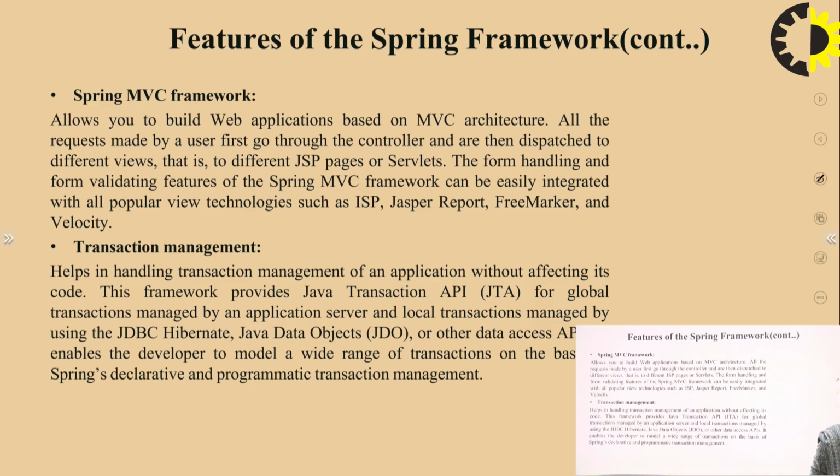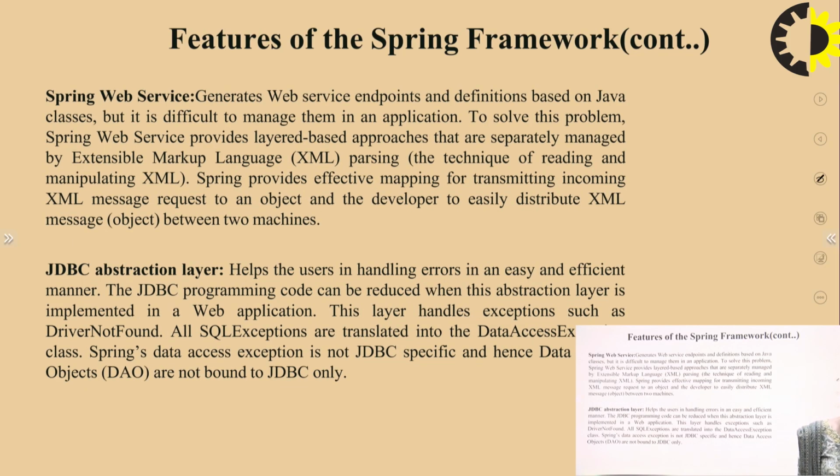Last one is transaction management. It helps in handling transaction management of an application without affecting its code. This framework provides the Java Transaction API for global transactions managed by an application server, and local transactions managed by using JDBC, Hibernate, and Java Data Objects or other data access APIs. Also, it enables the developer to model a wide range of transactions on the basis of Spring declarative and programmatic transaction management.